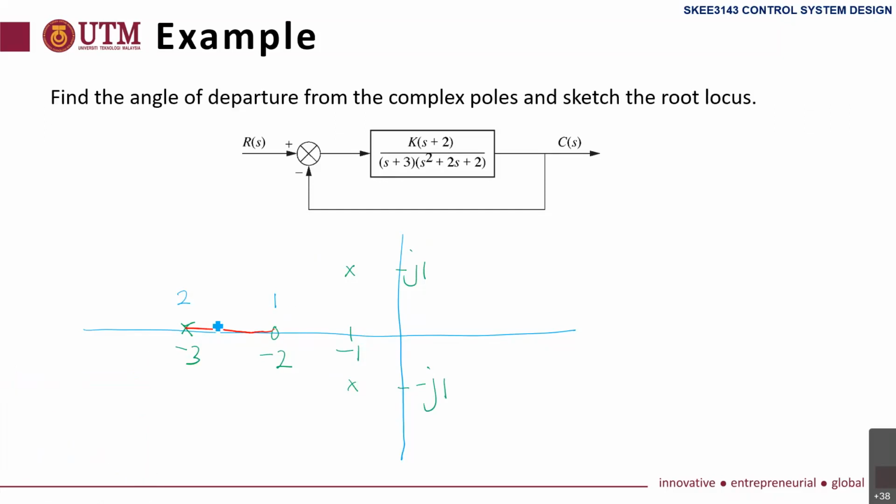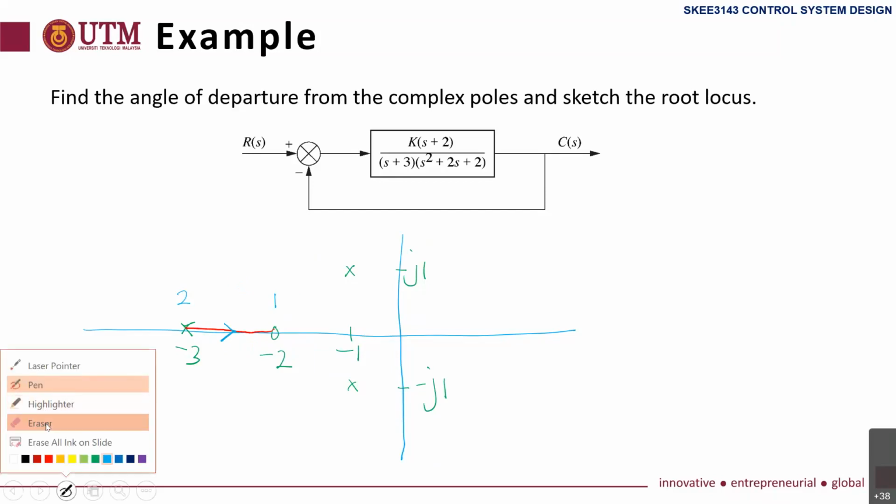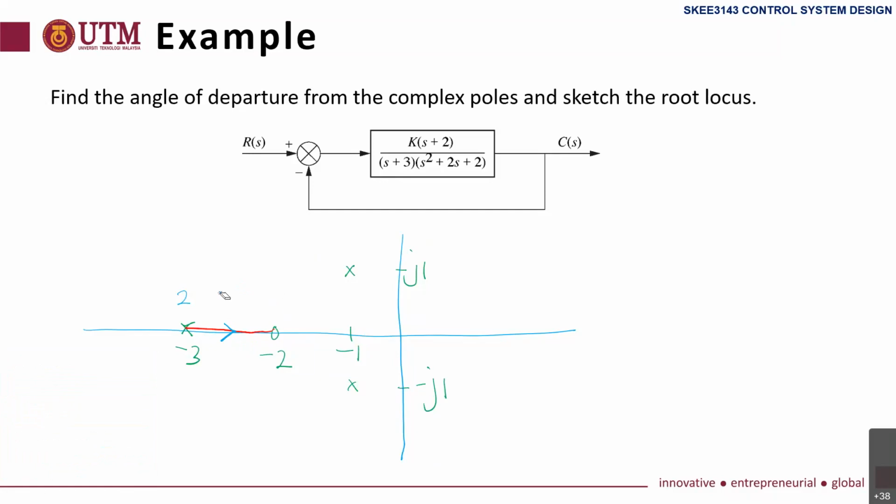Anyone can help? How can we put the arrow? From poles to zeros. So rule number 4 says all root locus must start from poles and end at zeros. So the arrow must be like this, to the right. Always from pole to zero. In root locus, you should not write the numbers 1, 2, 3 on the root locus. That is just a guideline. So that's why I removed the numbers.